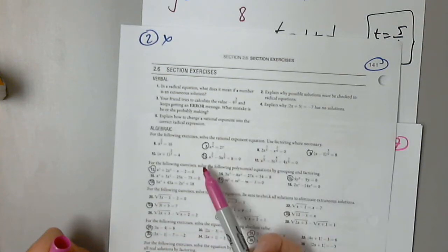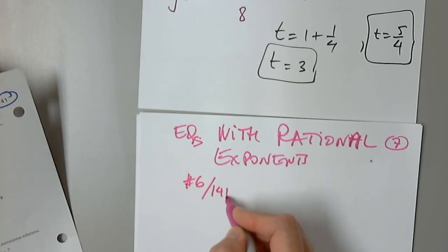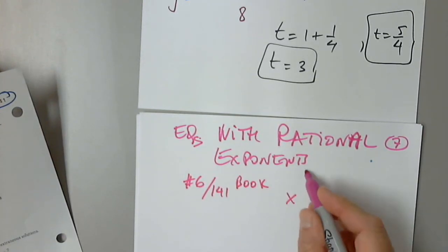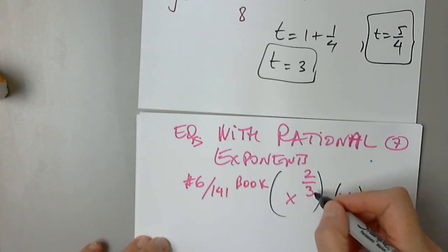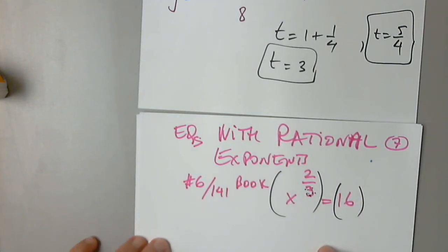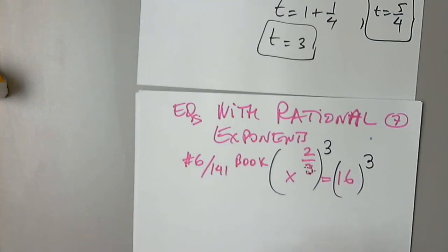Okay, so let's say they selected 7, 9, and 11. So let's do 6 on 141 and the book. So we have x to 2/3 equals 16. I don't recommend you taking both sides of the equation to which power? 3/2, right? I don't recommend that. I recommend doing it in 2 steps. I recommend first raising it to a power that will eliminate this. What power will eliminate this denominator? 3. Yes, let's do it in 2 steps, and I'll explain why.